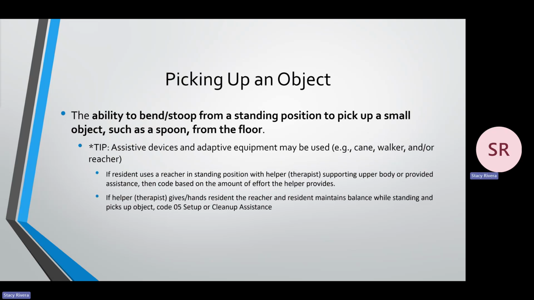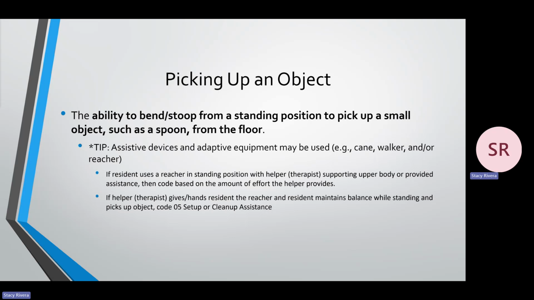Picking up an object. The ability to bend, stoop from a standing position. So that's important, right? Because I think a lot of us look at this and we think about picking up an object from wheelchair level. That is not a part of this item. It's the ability to bend and stoop from a standing position to pick up a small object such as a spoon from the floor. Assistive devices and adaptive equipment may be used, so cane, walker, and or reacher.